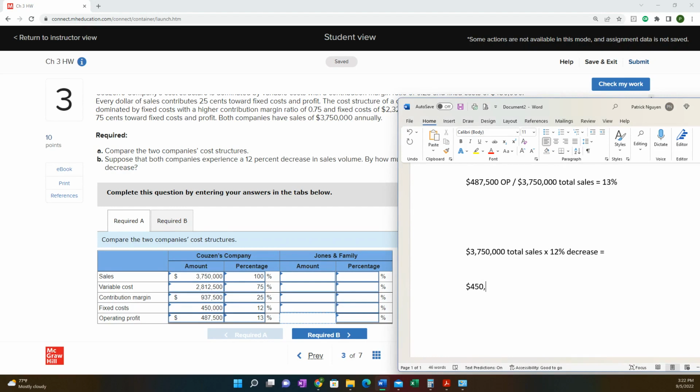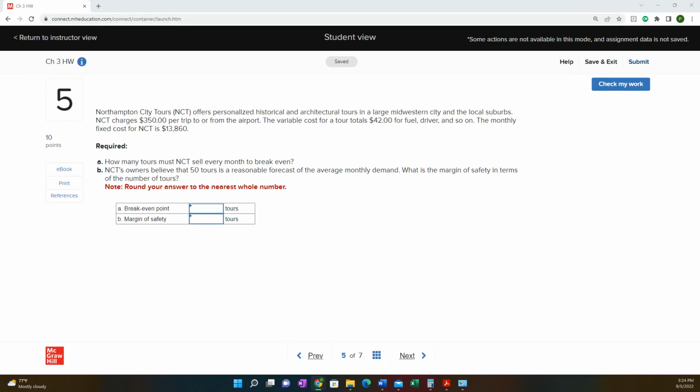Our contribution margin is 25%. So that means that our profits are going to decrease by $112,500. So that's Cousins Company for number 3. I'll let you do Jones Family, Part A and B on your own. Question number 4 is also very similar to question number 3, so you guys can work on that one on your own as well. Questions number 5 and 6 deal with break-even point again, but also margin of safety.